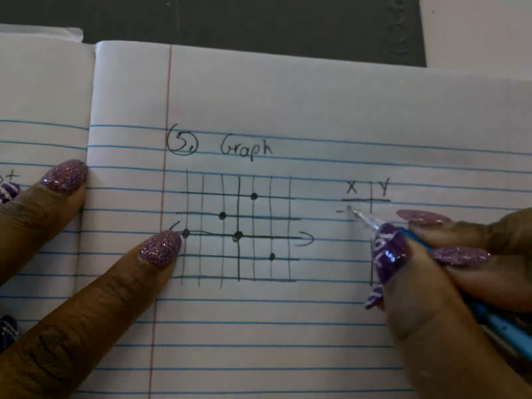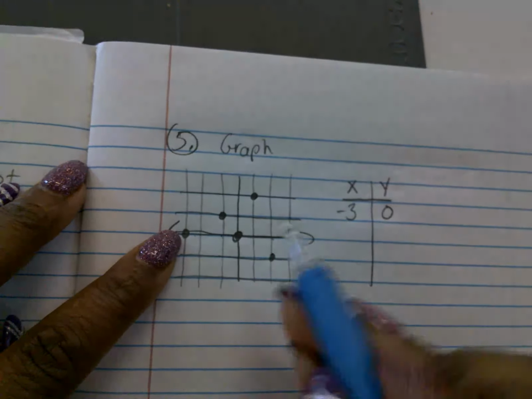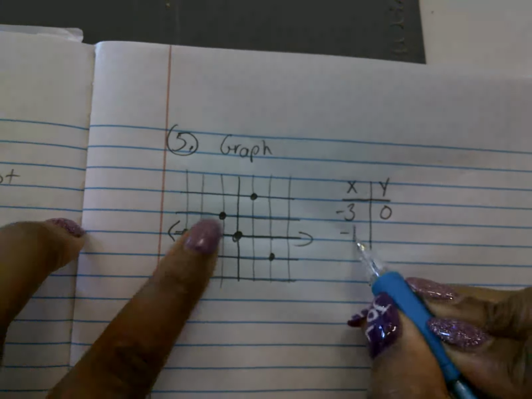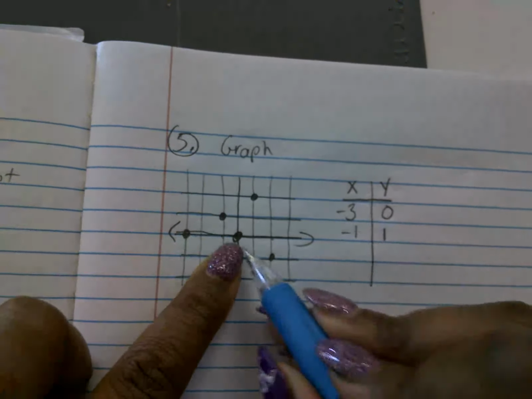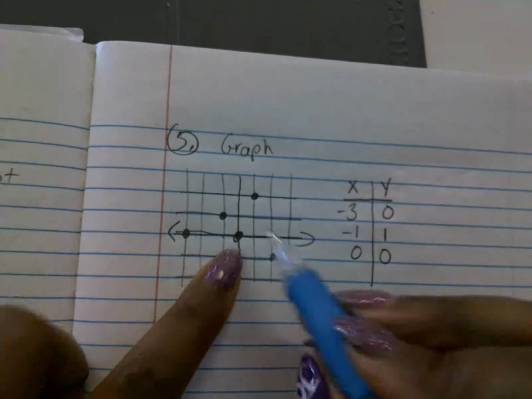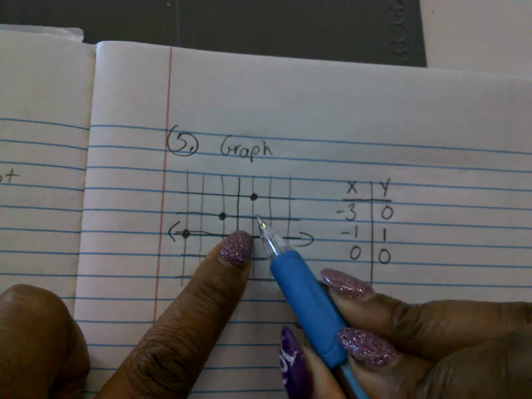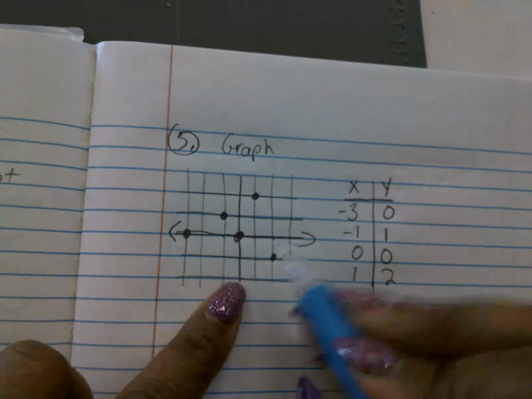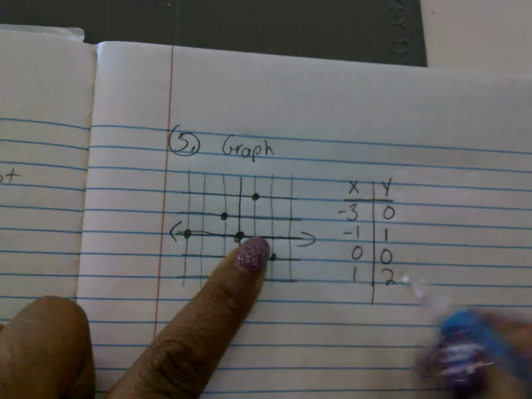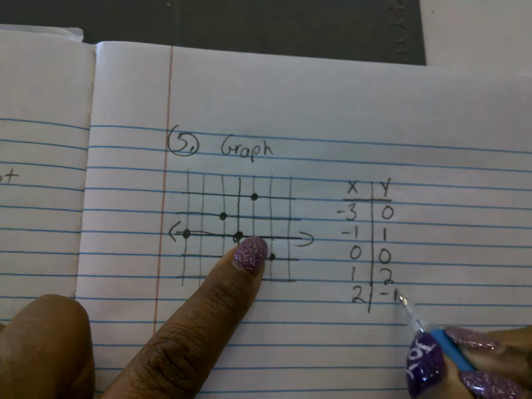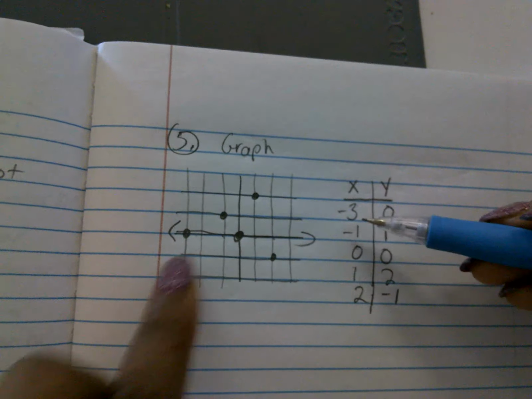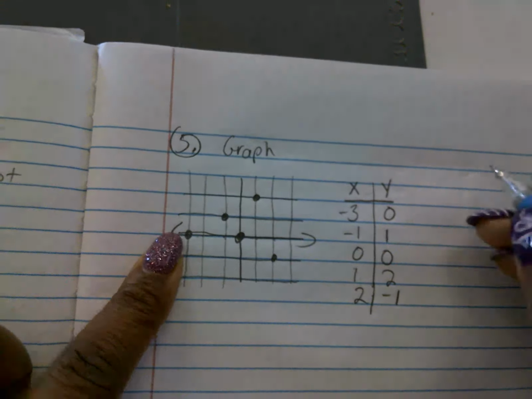-3. This x value here is -1 and it goes up 1. This x value here is 0, 0. This x value is 1 and 2. This x value is 2 and -1. None of these x values repeat. This relation or graph is a function.